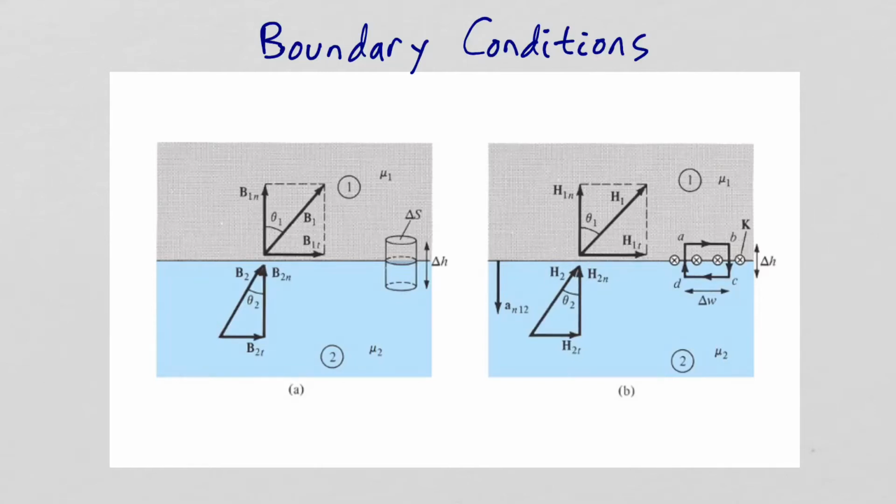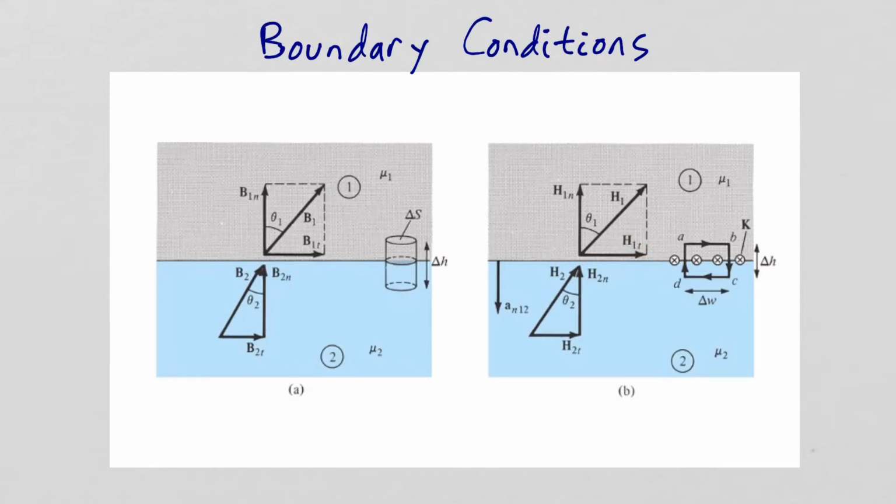We are now going to look at the boundary between two materials and what happens to the magnetic fields on the two sides of the boundary. We can represent our magnetic fields in the two materials as the sum of a tangential component and a normal component. So we can do that with the magnetic flux density field or the magnetic field intensities.